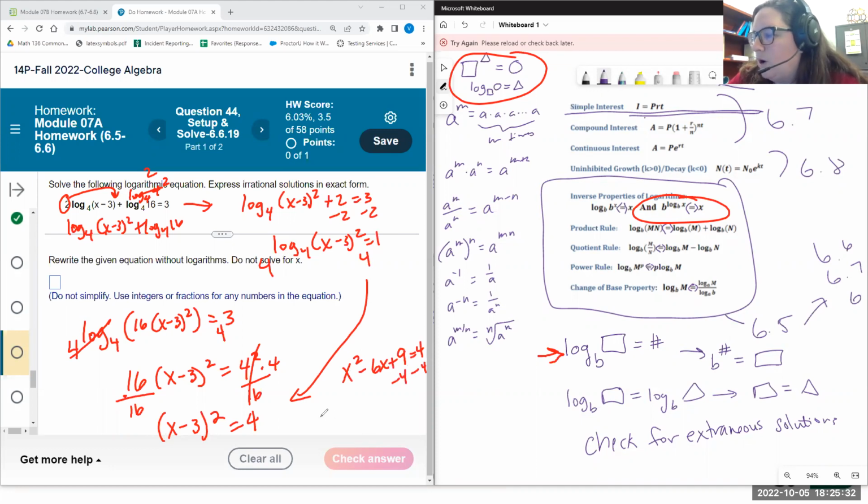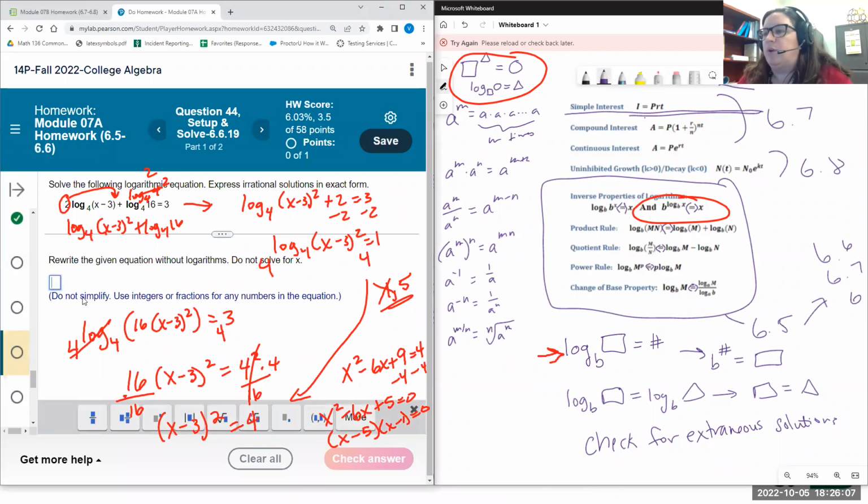Move the 4 over. x squared minus 6x plus 5 equals 0. And that's (x minus 5) times (x minus 1). That works to factor it. So we would have 1 and 5 as the potential solutions. But if I look back at that original equation, if I plug 1 into that, I would be trying to take a log of 1 minus 3, which is negative 2. I can't take the log of a negative number. So 1 would be an extraneous solution. 5, though, works. 5 minus 3 is positive.